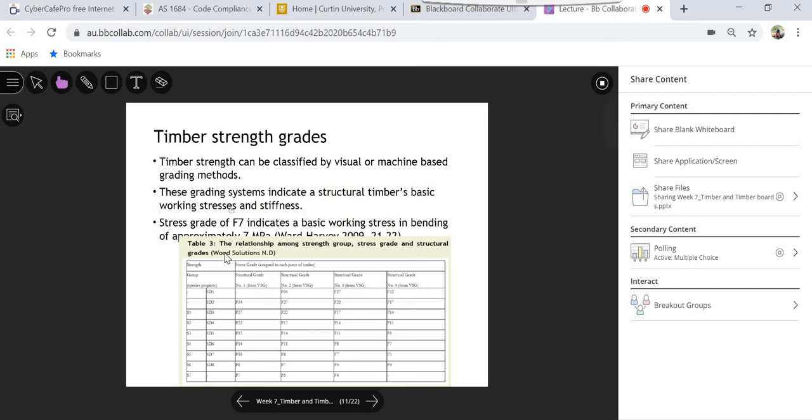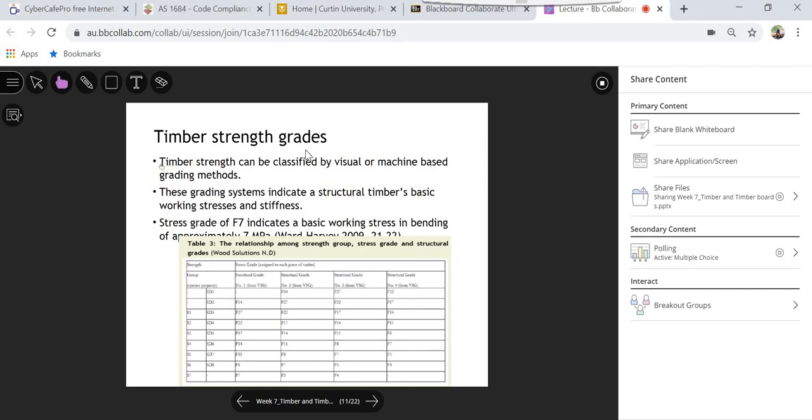And timber strength grades. Since we use timber as a structural material, in our exercise also we talk about timber as a structural material. For structural applications, strength is important. Timber strength can be given in many terms, like strength class in terms of bending, direct compression, direct tension, and likewise.